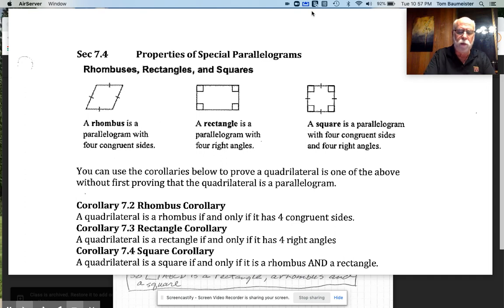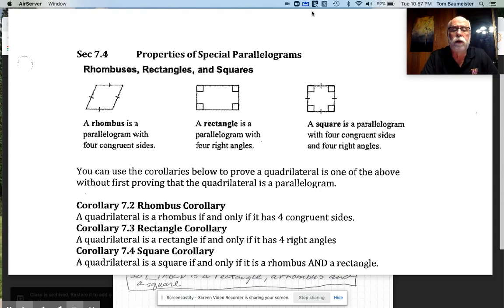All right, so properties of special parallelograms. We're going to talk about rhombuses, rectangles, and squares. A rhombus is a parallelogram with 4 congruent sides. A rectangle is a parallelogram with 4 right angles. And a square is a parallelogram with 4 congruent sides and 4 right angles.